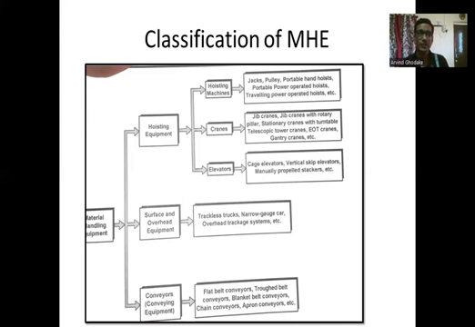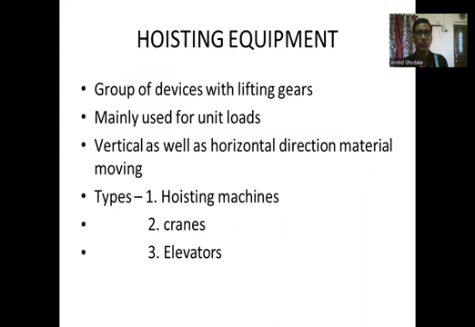Then cranes are classified as jeep cranes with rotary pillars, stationary cranes with turnable telescopic tower cranes, then EOT cranes, and then gantry cranes, etc. Then elevators are classified as cage elevators, vertical skip elevators, manually propelled stackers, etc. So this is the classification of material handling equipments.